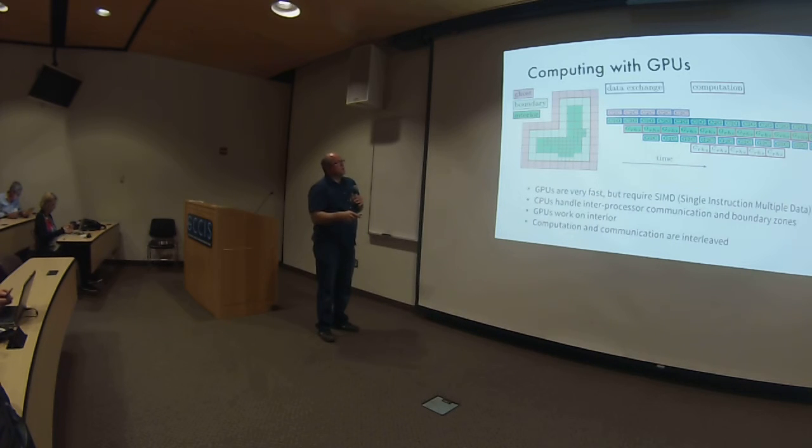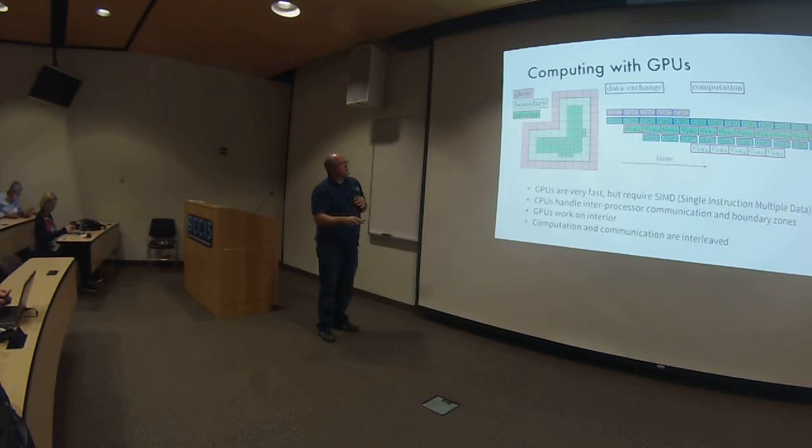the CPU handle communication. This kind of shows you a time scale along the horizontal axis here. Initially, when the time step begins, we will do our communication from one node to another here. And that's communicating data that comes in these red boundaries. Then the region shaded green here has two colors.